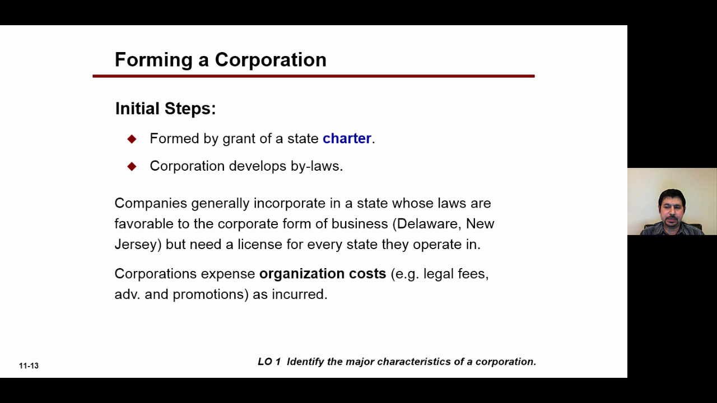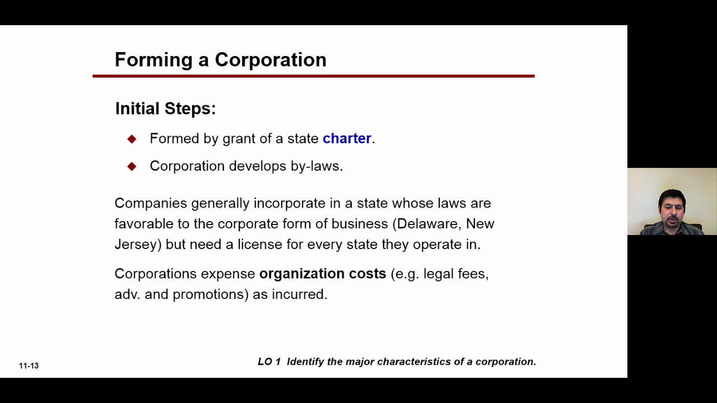So how is a company formed? Companies are formed by grant when the state grants them a state charter. The charter or article of incorporation is a document that describes the name and purpose of the corporation, types and number of shares authorized to issue, the names of people who form the corporation, the number of shares these people bought, etc. And this document is from the state where the company is incorporated.